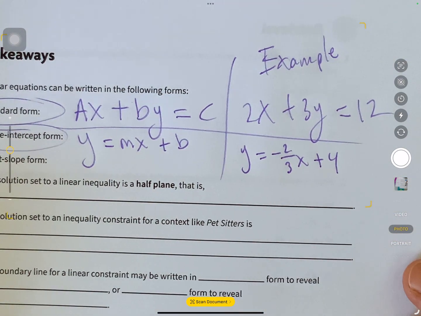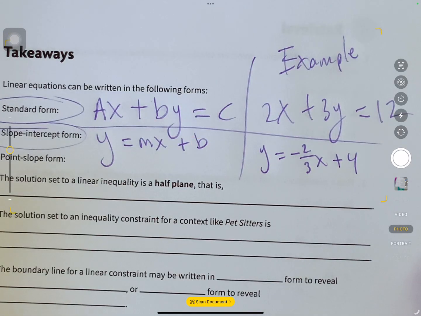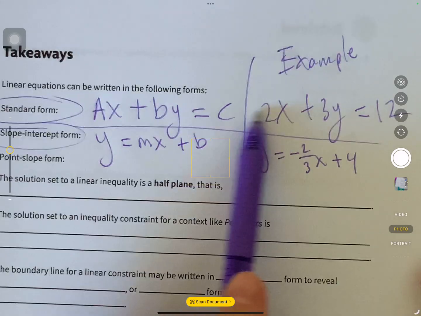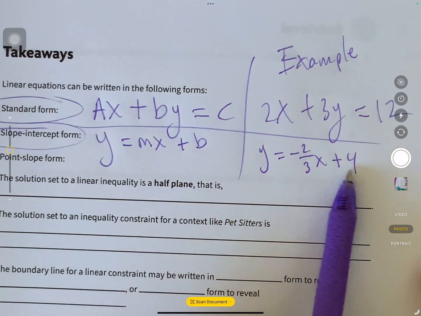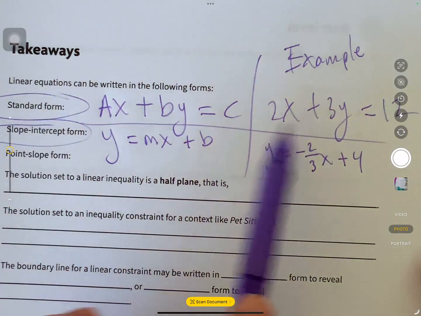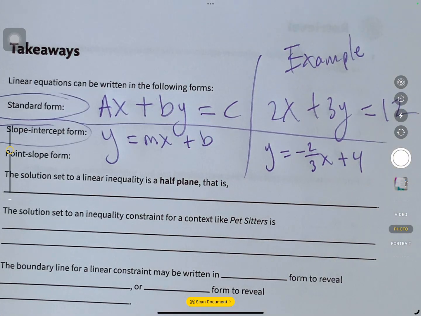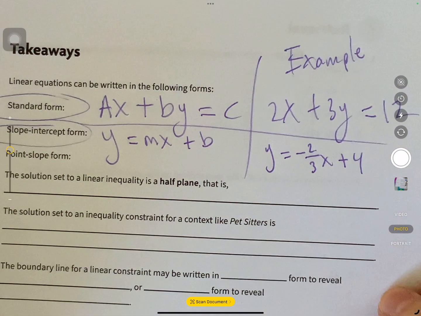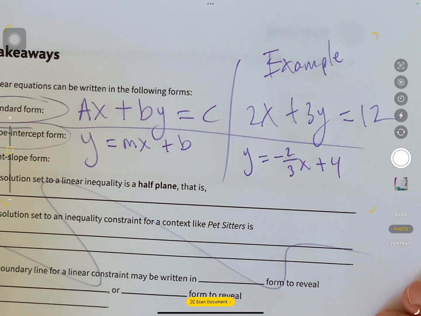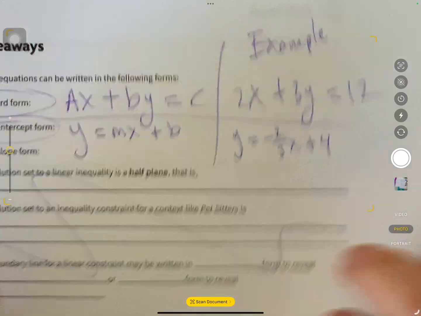I need you, moving forward, to recognize what form this is. So when you see this, your brain says standard form. When you see this, your brain says slope-intercept form. Why? Because you're going to have problems that say, what form is this in? And you need to know standard form or slope-intercept form. That's it. I don't need any other notes on there. So take a look, pause it if you need to, because I'm moving on. 3, 2, 1.